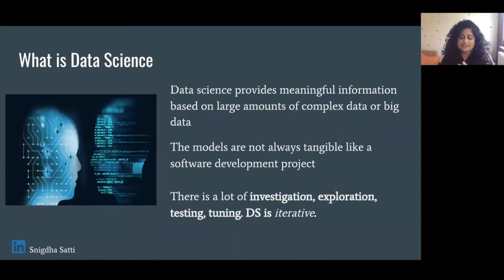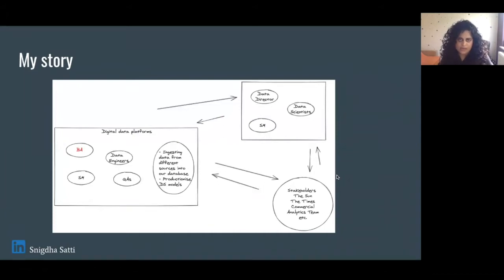Now, I know that was a bit too technical, too boring, but before I go into how we applied Agile in data science, what worked and what didn't work, I want to tell you a little bit of a backstory. So this is my story. A couple of years ago, I was working within data technology at News. I'm still at News, but not in data technology. I was working in a team called Digital Data Platforms.